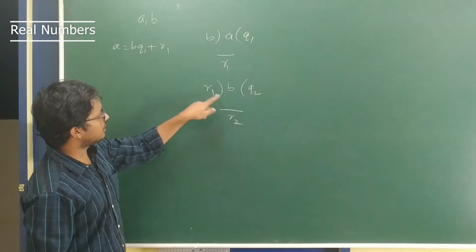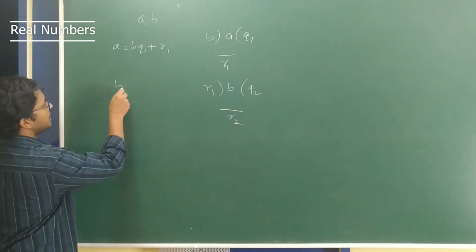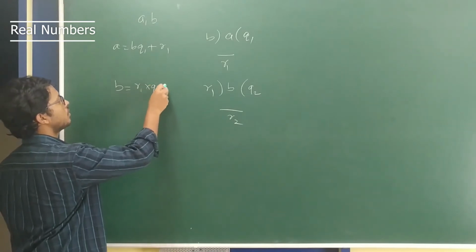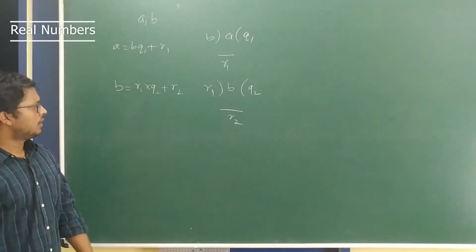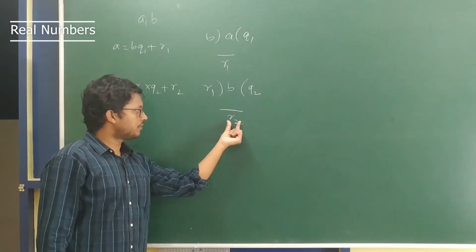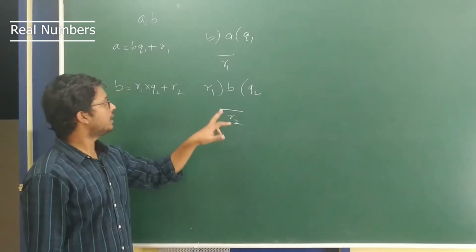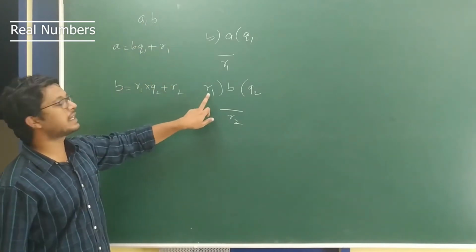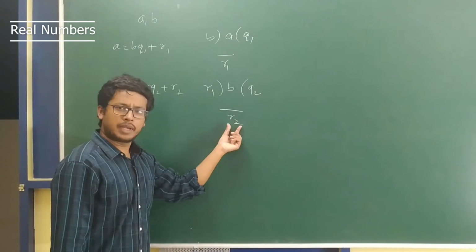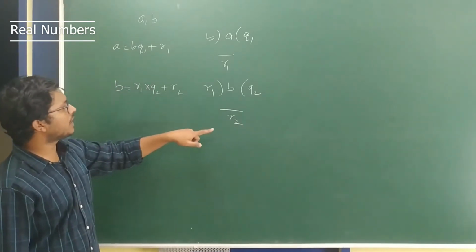So now let's see this one. How will it be? Now express b in terms of r1. So it will be r1 times q2 plus r2. Again, if this r2 turns out to be 0, then HCF of a and b is directly the r1. Alright. If the remainder is not 0, again go back and same thing.